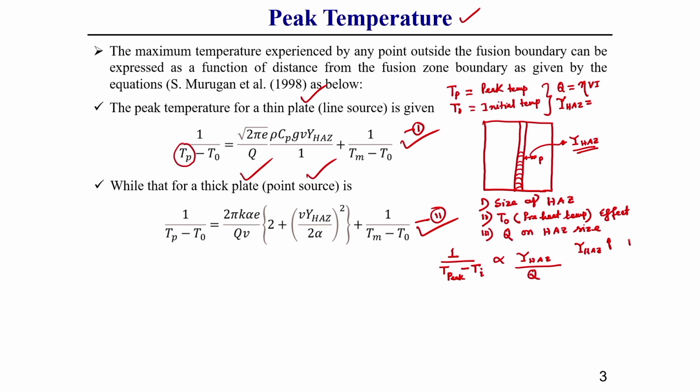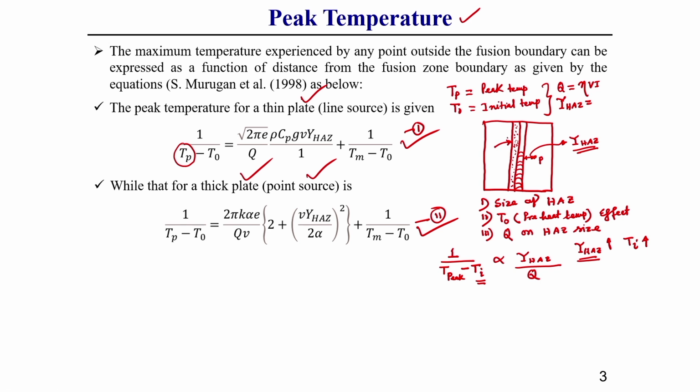if Ti increases, that means for a particular welding process. What is the heat affected zone? Heat affected zone means from the fusion boundary to its recrystallization temperature. From the fusion boundary to its recrystallization temperature is generally known as the heat affected zone.